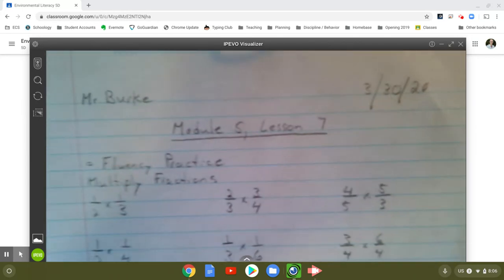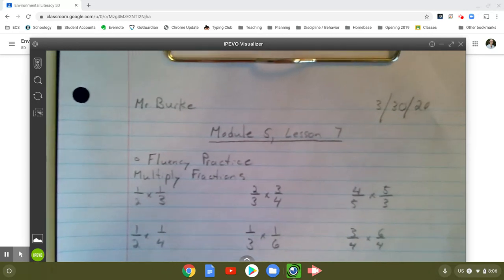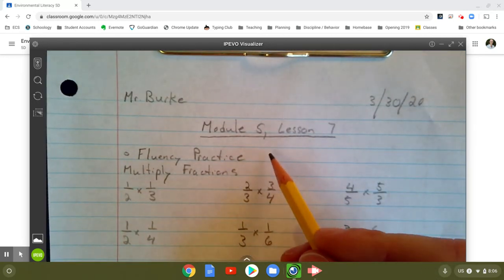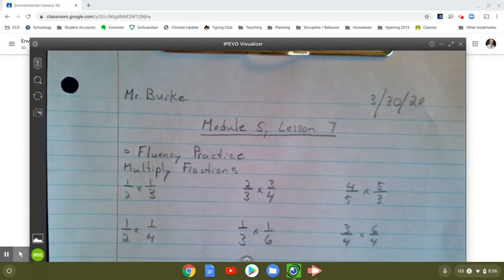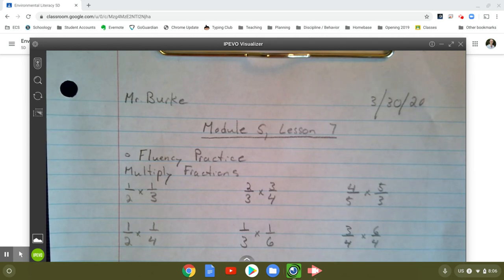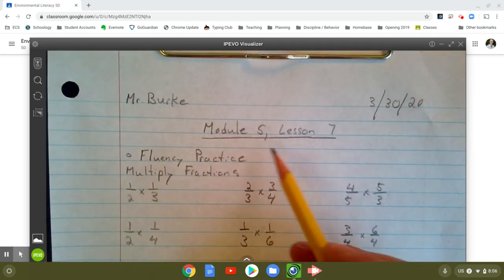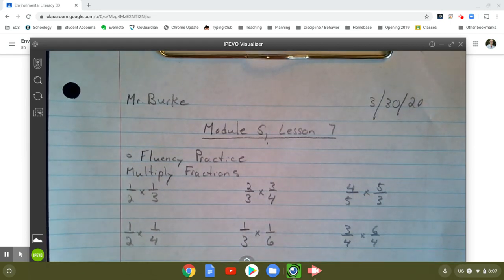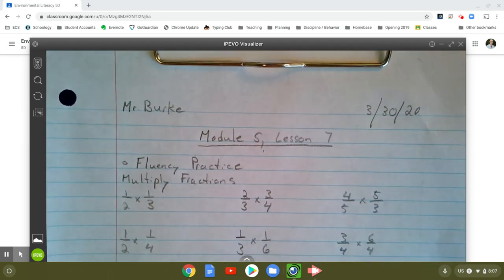We are headed into Module 5, Lesson 7. And it's more work on volume, but here's some fluency practice. So I've got my name, Module 5, Lesson 7, and the date, March 30th, 2020. You should be working on your notebook paper as well. Hopefully it's in a notebook, keeping track of things so that you'll have them and they won't get lost.